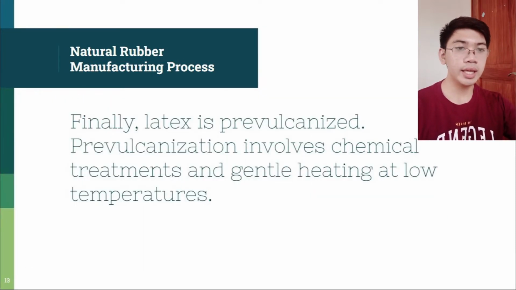Finally, latex is pre-vulcanized. Pre-vulcanization involves chemical treatments and gentle heating at low temperatures. With further heating, the material is turned into the hardened black rubber with which we are all so familiar.